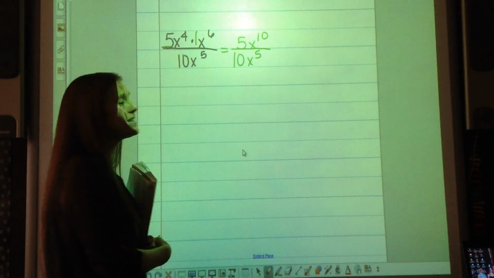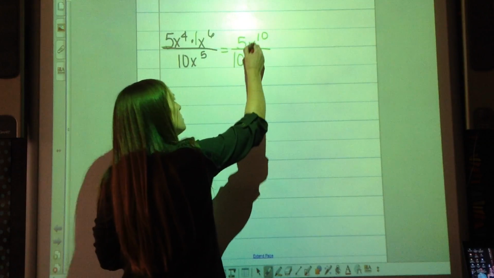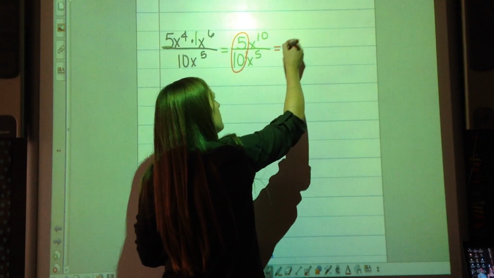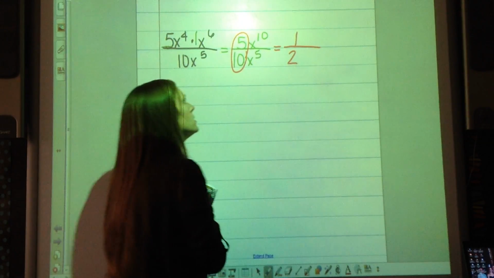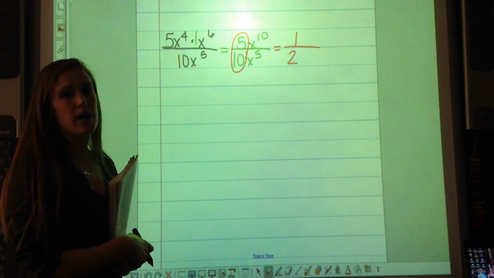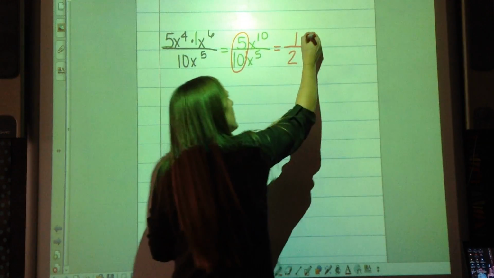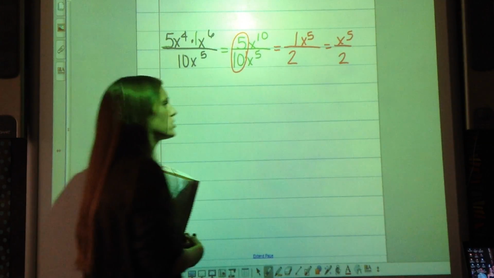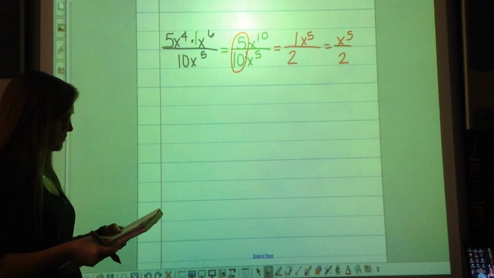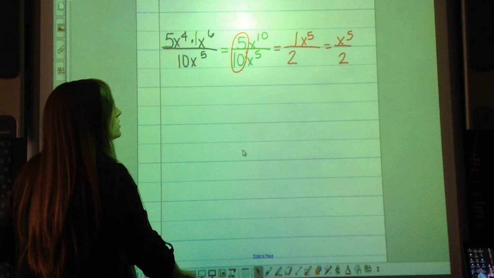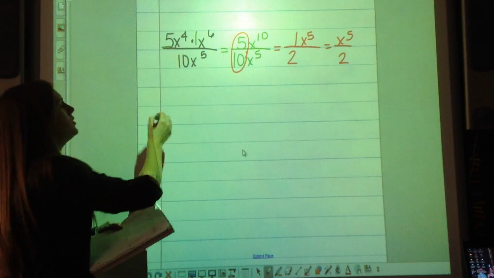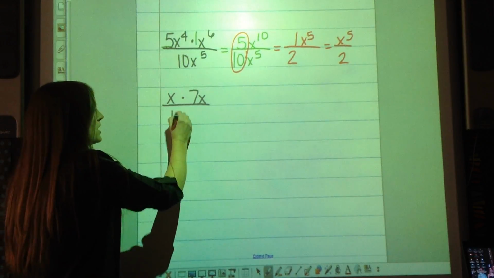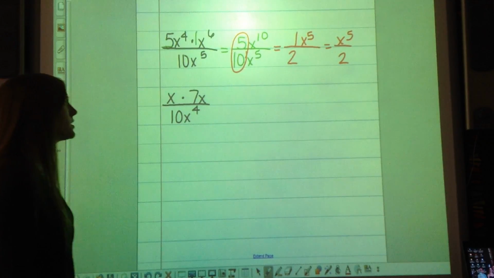In the next step, I'm going to work with division. So again, work with the numbers and then work with the variables. I see I can pull the 5 out of the numerator and the denominator. So I get 1 over 2. The exponents are dividing. They have the same base, so I subtract. My best answer is x to the 5th over 2. I would like you to try one. Try x times 7x all over 10x to the 4th. Push pause and try that now.